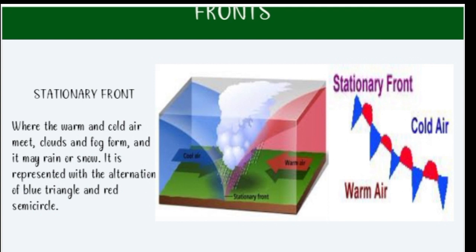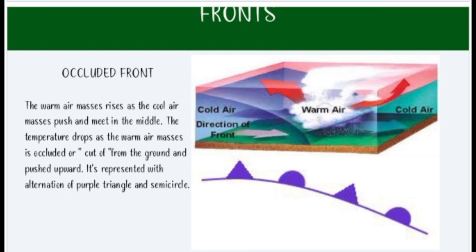triangles and red semicircles. The occluded front forms when the warm air mass rises as the cold air masses push and meet in the middle of the atmosphere. This can bring strong winds and heavy precipitation. This symbol is represented with an alternation of purple triangles and semicircles.